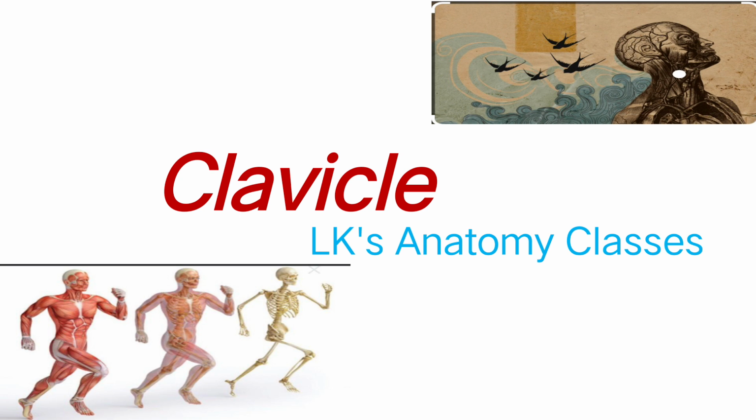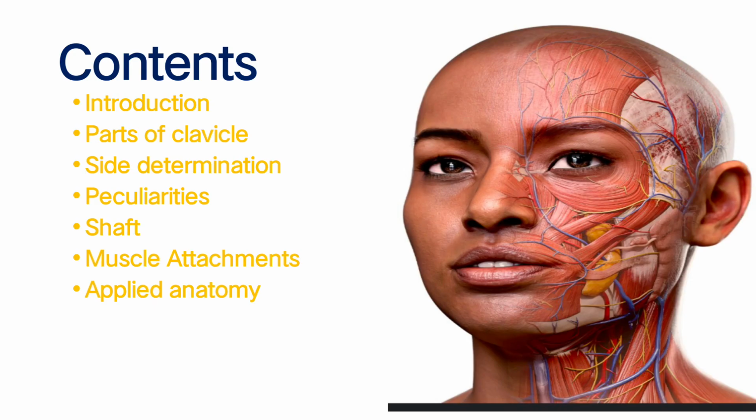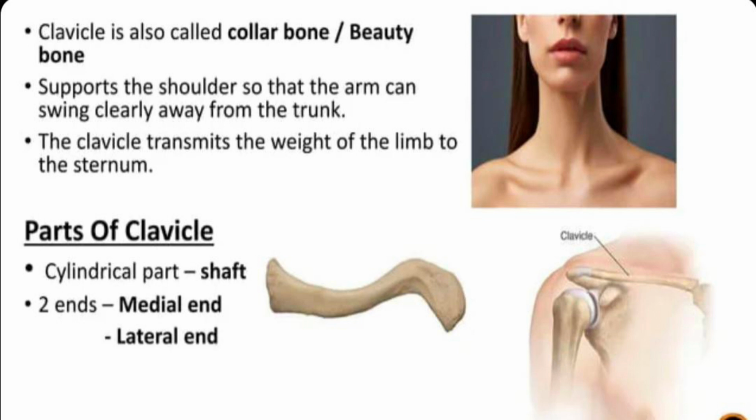Today we are going to discuss the clavicle. We go through the contents: introduction, parts of clavicle, side determination, peculiarities, shaft, muscle attachments, and applied anatomy of clavicle. Introduction. Clavicle is also called the collarbone or beauty bone. It supports the shoulder so that the arm can swing clearly away from the trunk. Clavicle transmits the weight of the limb to the sternum.